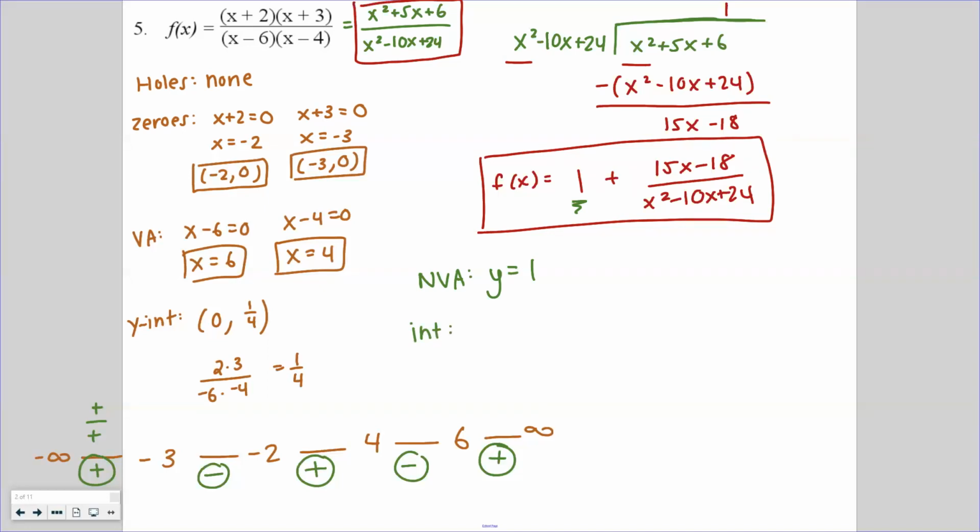All right, next step is the intersection point. So here's what we've got to do. To find the intersection, we take the numerator of the remainder, the top there, 15x minus 18 in this case, we set it equal to 0 and we solve for x. 15x minus 18 is equal to 0. I'm going to solve for x. So in this case, x is equal to 18 over 15, which we simplify to 6/5.